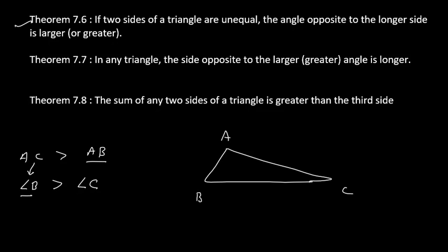This is this theorem. Theorem 7.7, in any triangle, the side opposite to larger angle is longer. So this is converse of this 7.6. Here we can see that angle A is greater than angle C. So angle A is greater than angle C. So side opposite to angle A, again I will see the alphabets missing. So side BC is greater than side AB. This is your theorem 7.7.